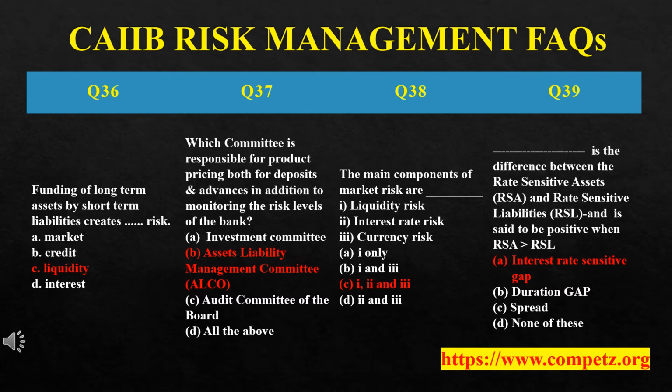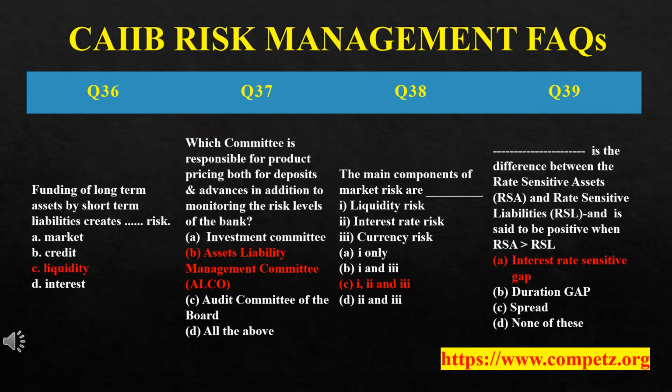Moving back to the next question, the second last question of this slide. The main components of market risk are dash. See here, the main components of market risk. Market risk will take into account liquidity risk, interest rate risk and currency risk. These three risks will come into force.